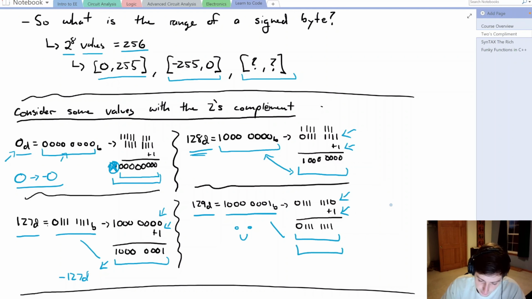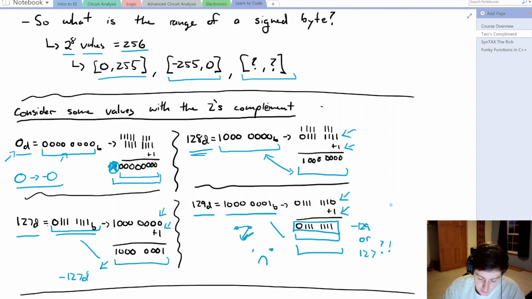Notice this value right here maps exactly to this value. So if I gave you this value right here, would you say that it is equal to minus 129, or is it equal to 127? So now our smiley face is destroyed by anxiety.